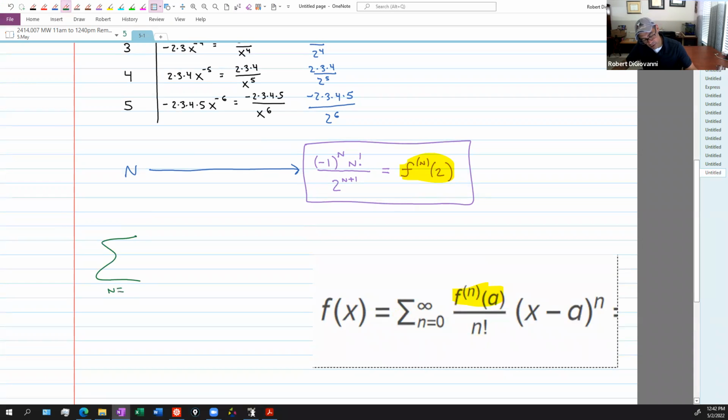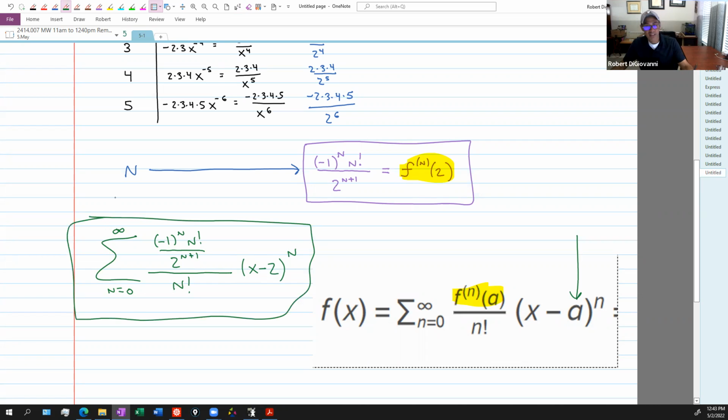Sum n equals 0 to infinity. We have the formula we just got, which was negative 1 to the n, n factorial over 2 to the n plus 1. But now we need to divide all that by n factorial. That's this piece. And then x minus 2 to the n. That's just that a replaced with 2. That is the Taylor series for that. And we would cancel these factorials.